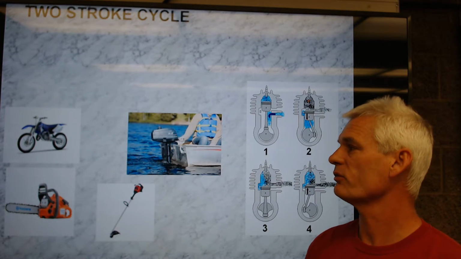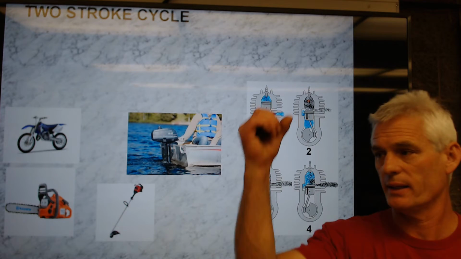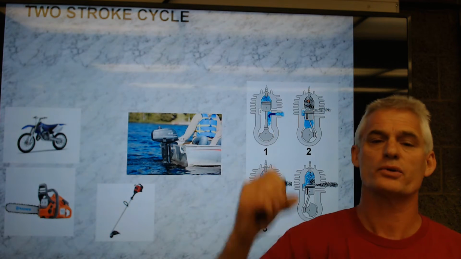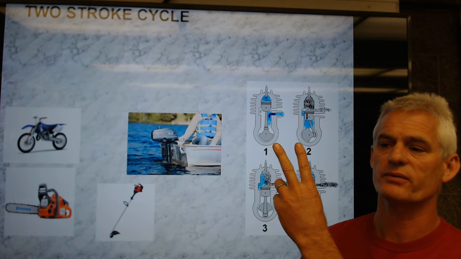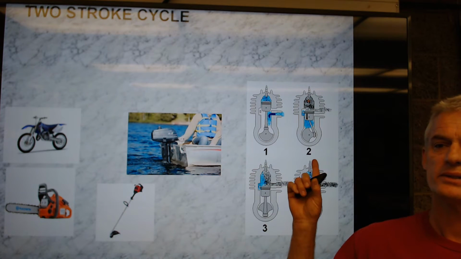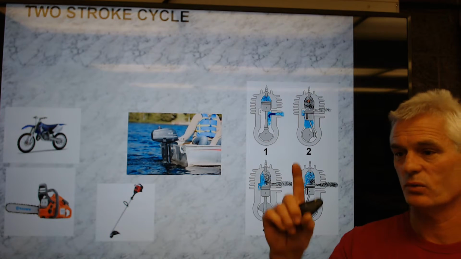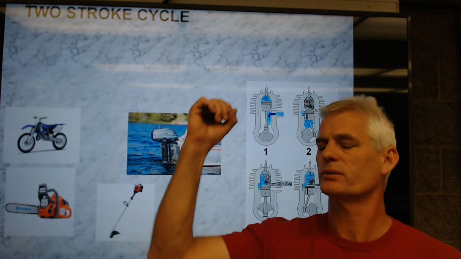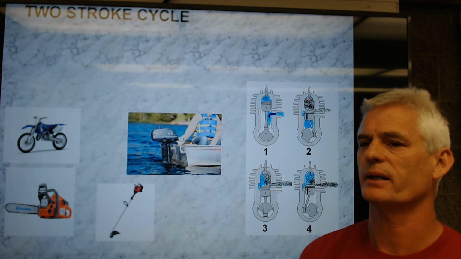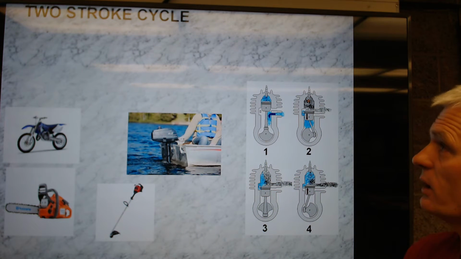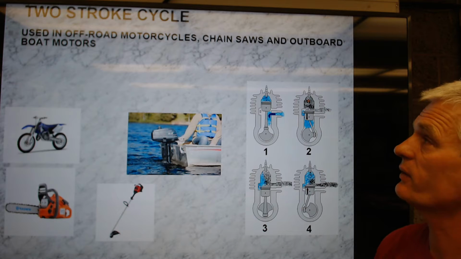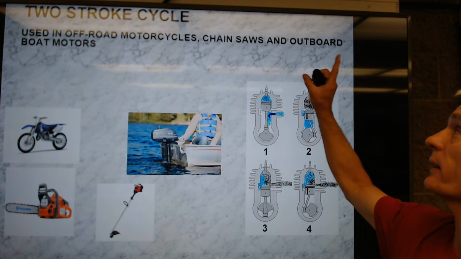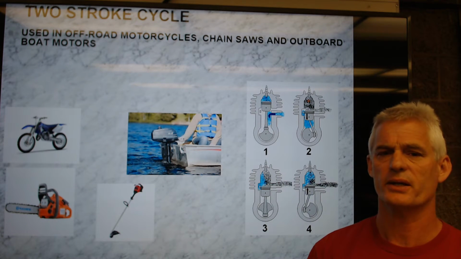Unlike the 4-stroke engine, which does the intake, compression, power, exhaust, 4 strokes in 2 complete revolutions of the crankshaft, this is going to do intake, compression, power, exhaust in 1 revolution of the crankshaft. So we just say it's got 2 strokes of the crankshaft, down and up, and that's it. Very, very small engines. They have some advantages and some disadvantages. We use them in motorcycles, chainsaws, outboard motors, etc.